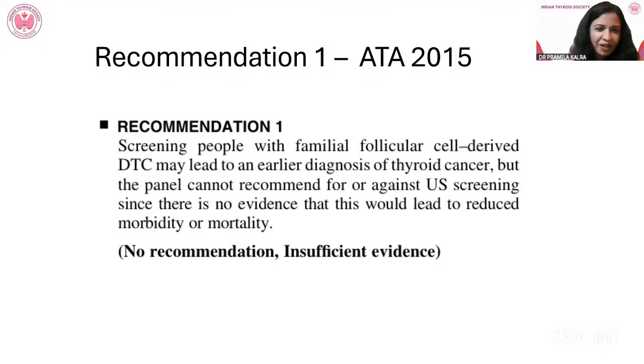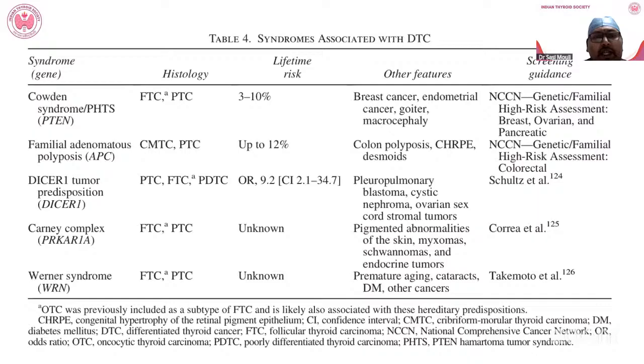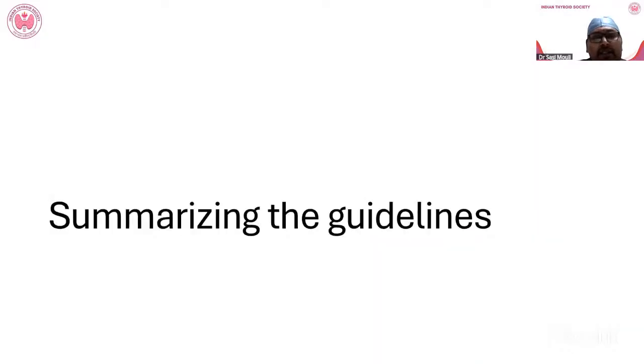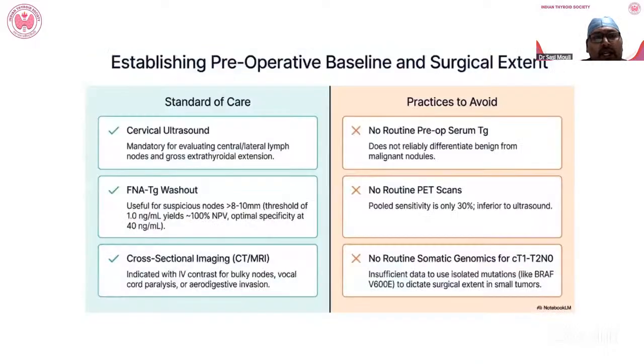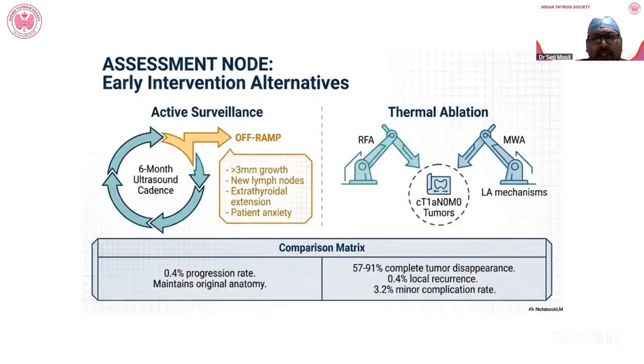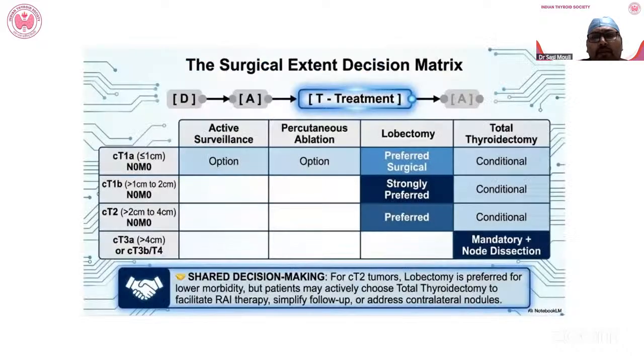I'm not going much into genetic details. So the familial syndromes associated with differentiated thyroid cancers are this. Summarizing the guidelines, we have a data framework, then work up with cervical ultrasound and cross-sectional imaging. FDG PET is not routinely done. Then for smaller lesions, pT1a, active surveillance or ablation. Lobectomy is preferred for T1a, T1b, and T2.